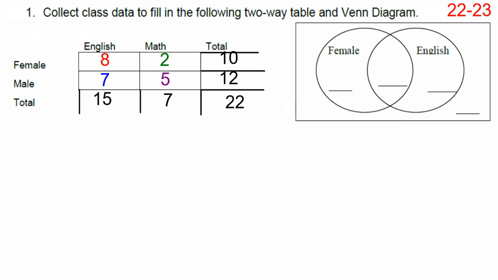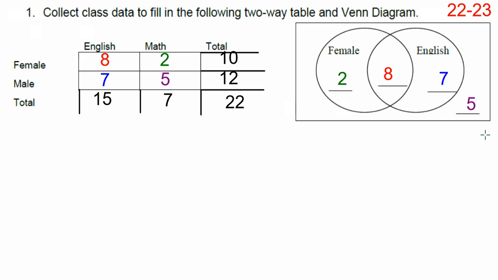Based on the results for our two-way table, our Venn diagram should look like this. We're comparing the females to English, right? This section here is how many females prefer English. That was 8, versus just 2 other people in that female category who did not. How many people preferred English but weren't female? This is my male English preferred section. And the ones that would not fit either category, female or English, would be the males that prefer math, and that's how we're getting this value here.